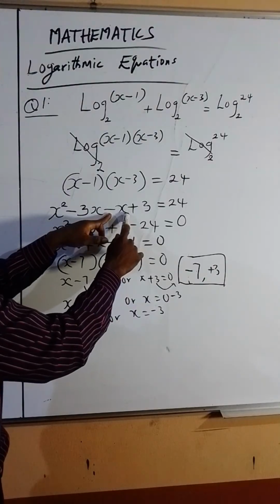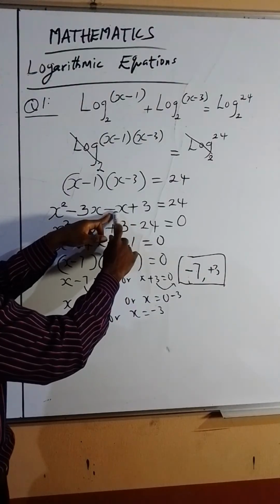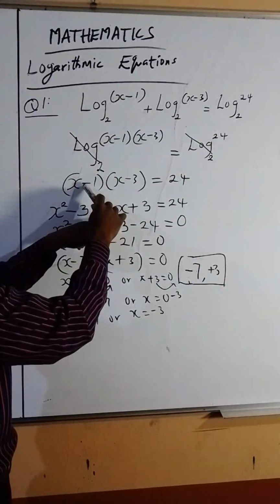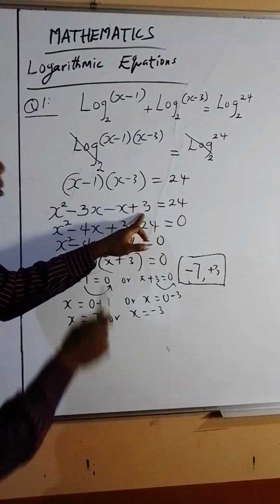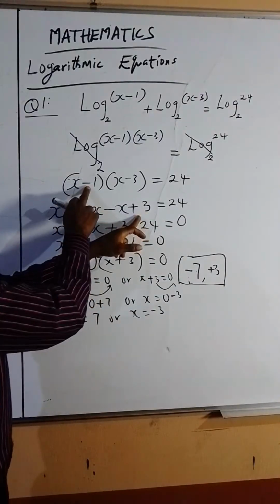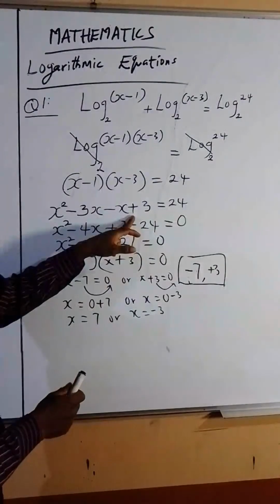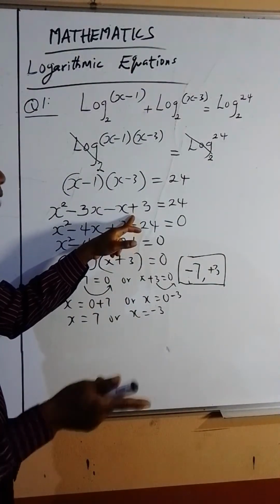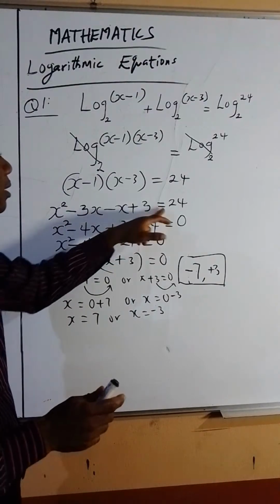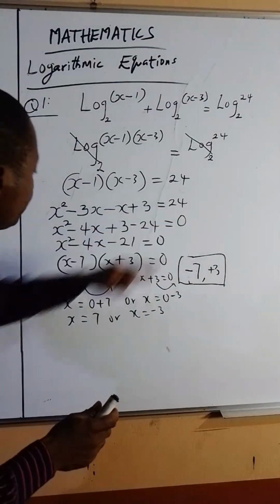But we usually do not write the 1. We just make it minus x. Then minus 1 times minus 3 is 3. It's plus 3 because minus times minus is plus. Same signs will give you positive, while different signs will give us minus, or negative. And this is equal to 24.